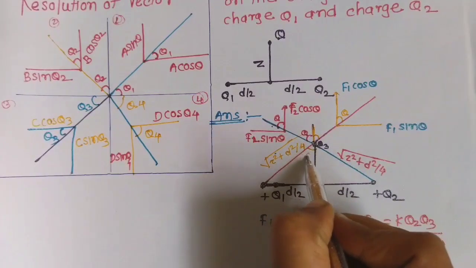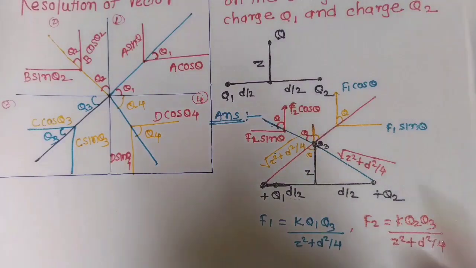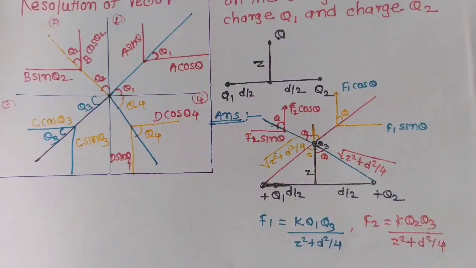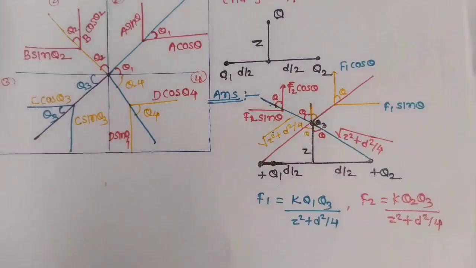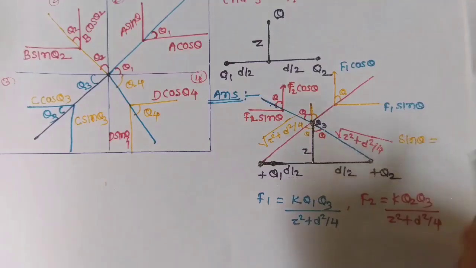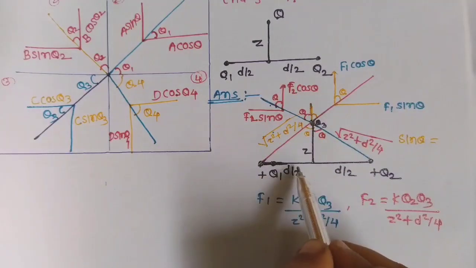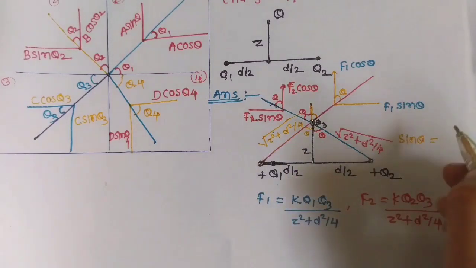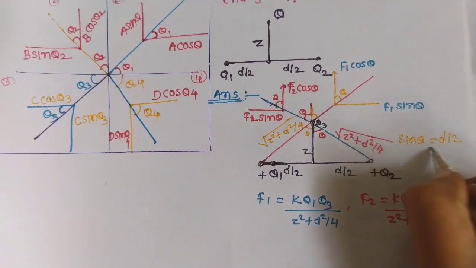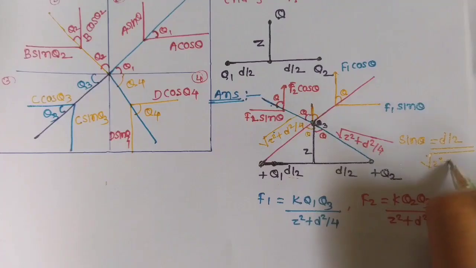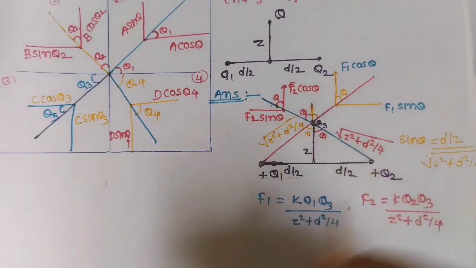This angle is theta, therefore this is also theta. So we have to find sin theta. Sin theta is the opposite side upon hypotenuse. Therefore, the opposite side of theta is d by 2, d by 2 upon hypotenuse, which is under root z square plus d square by 4.